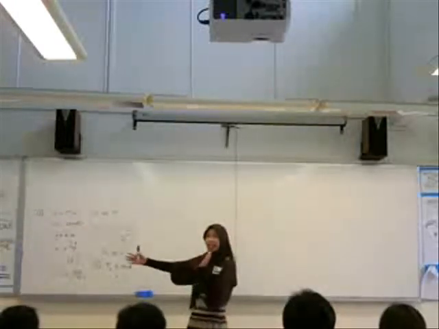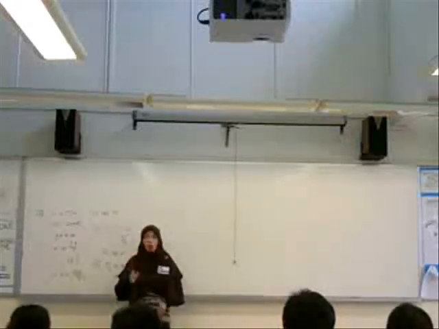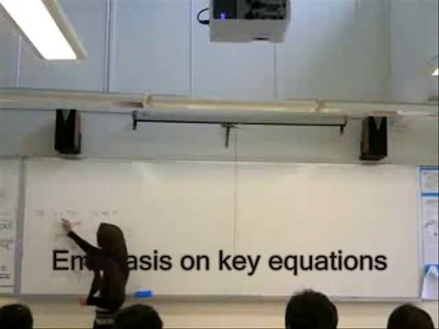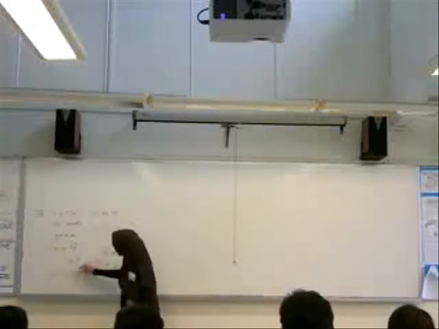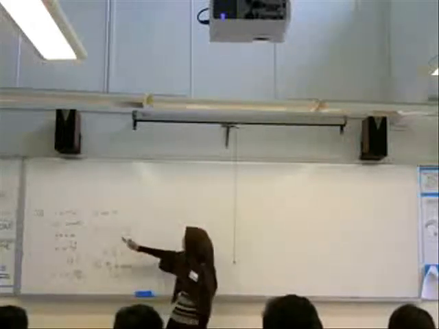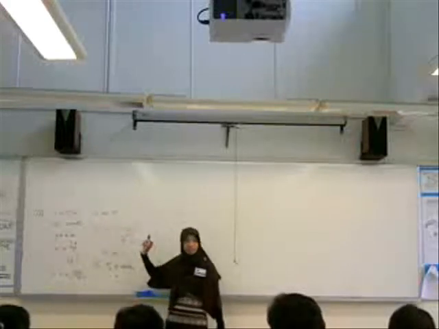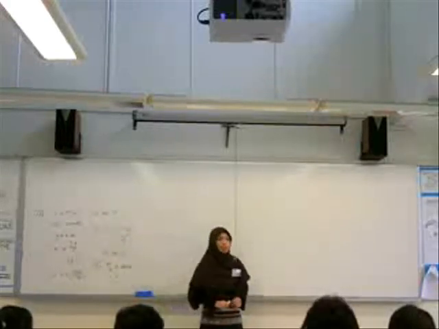Now, Mr. Khan has already summarized the four important equations that you need to know. V equals R omega. Omega equals 2 pi over T, or 2 pi f. Okay? Your centripetal acceleration and centripetal force.